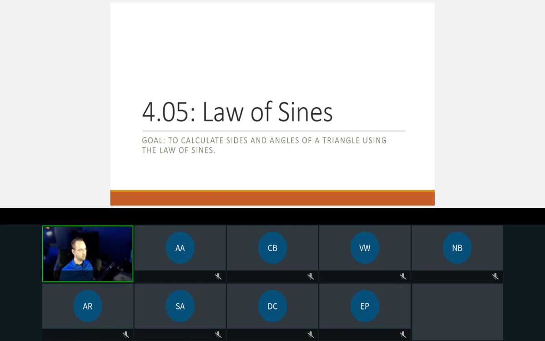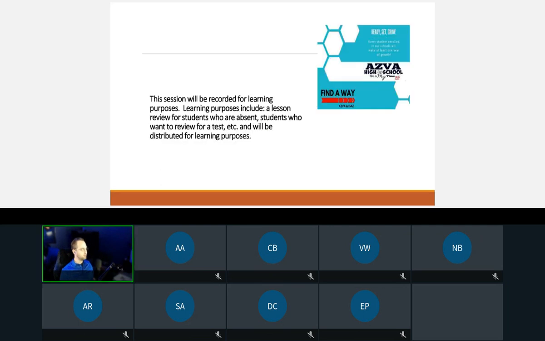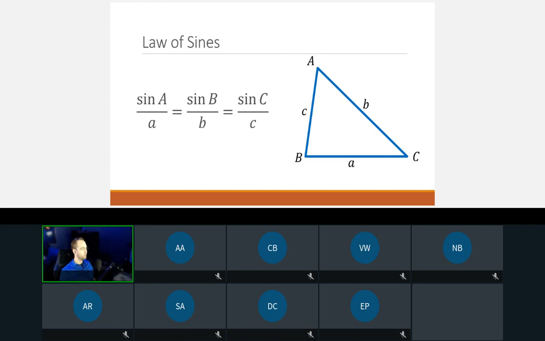Oh no, I'm pretty sure all of you learned this in geometry. Law of sines. Does this sound familiar? There's a law of sines. There's a law of cosines. Yeah. This is pretty simple. All right. So we're being recorded. No surprise. All right. So here's law of sines.